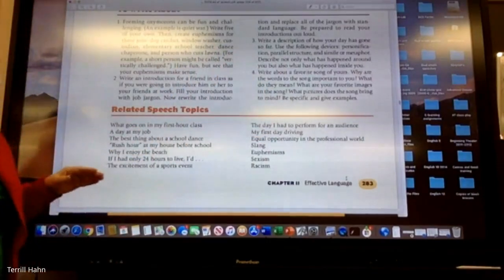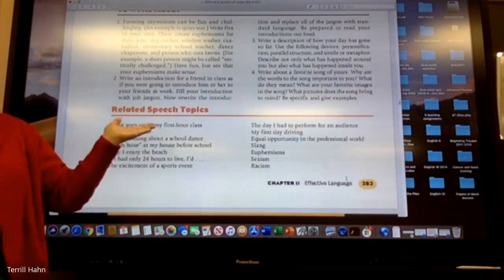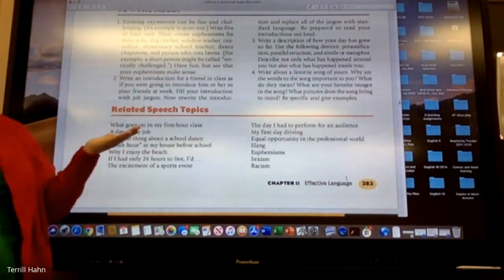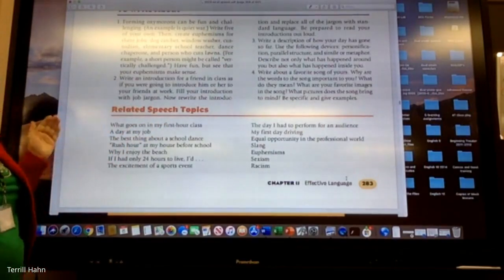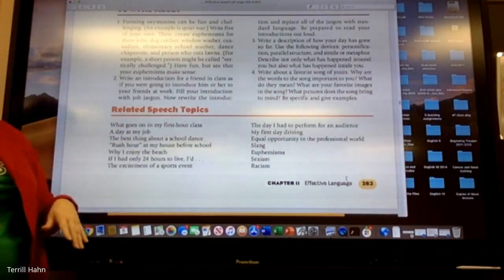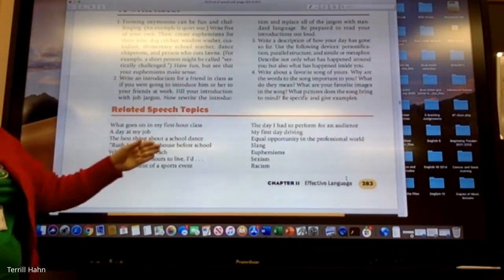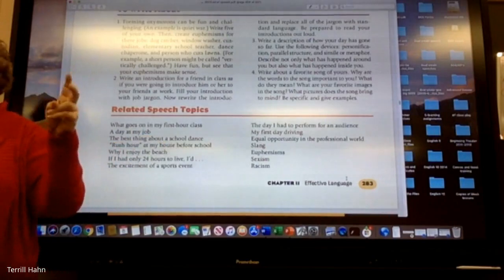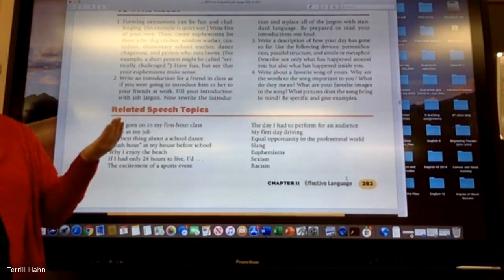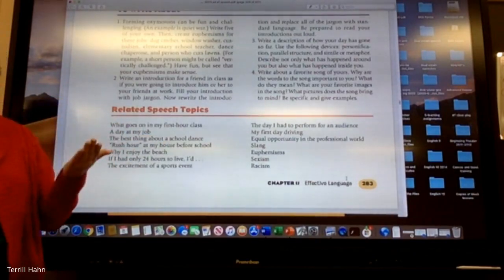Or what goes on in my first hour class? Or a day at my job, if you have a job. Or the best thing about a school dance. Or rush hour at my house before school. It's in quotation marks. Do you have a rush hour in the morning? Everybody getting ready?